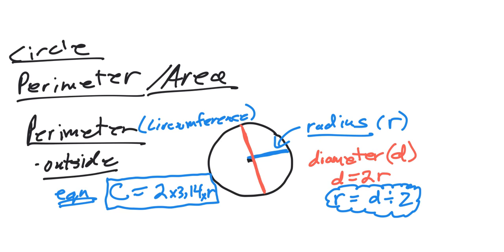Okay? So remember, a radius is this part going from the center to the outside, but we sometimes might have the diameter. And the radius is equal to the diameter divided by 2. Now, let's go and do some sample problems.